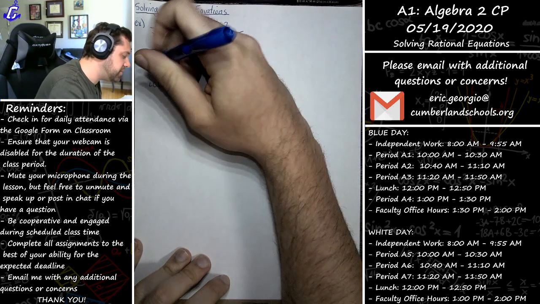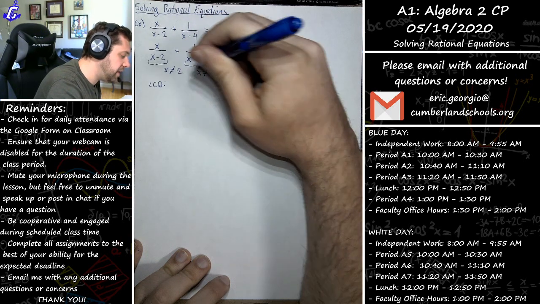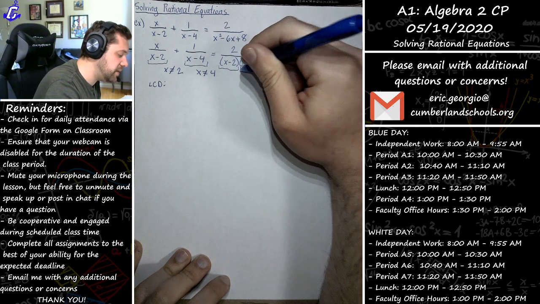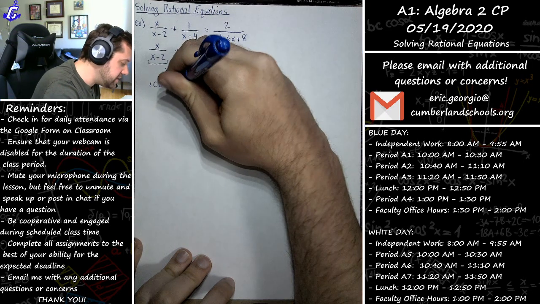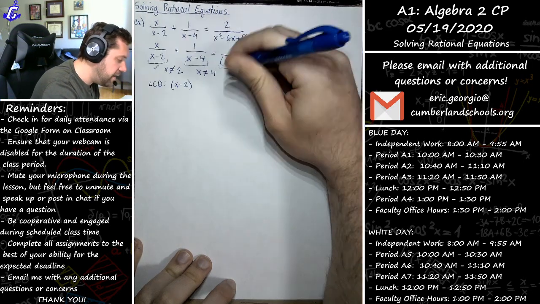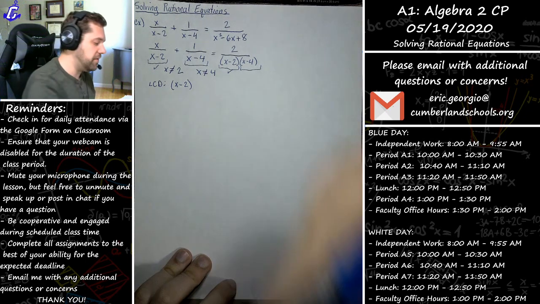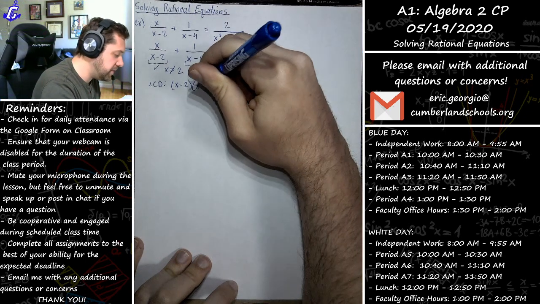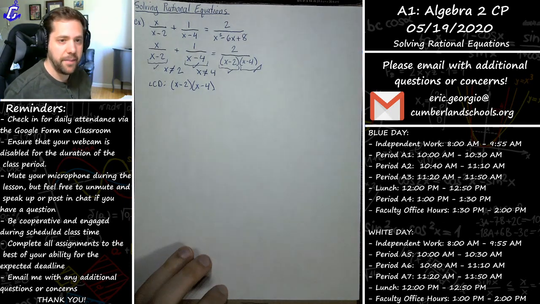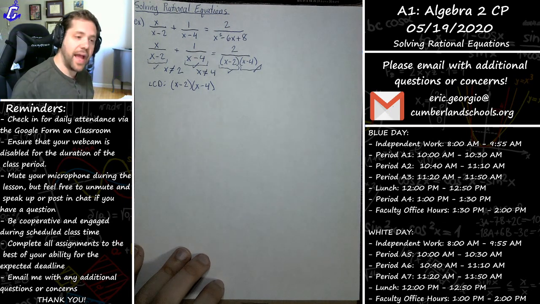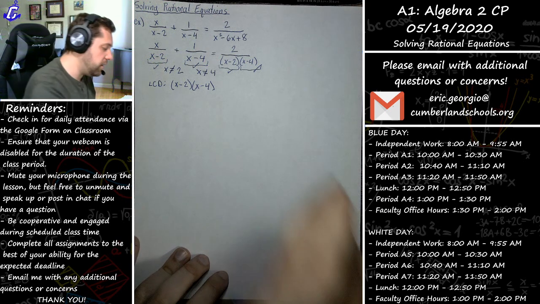Now that we established that, we can go ahead and find our least common denominator. Here I have a factor of x minus 2, a factor of x minus 4, a factor of x minus 2, a factor of x minus 4. I need an x minus 2 in my least common denominator. That will make this happy and this happy. I also need a factor of x minus 4, so those guys don't feel left out. And now everybody's all happy.